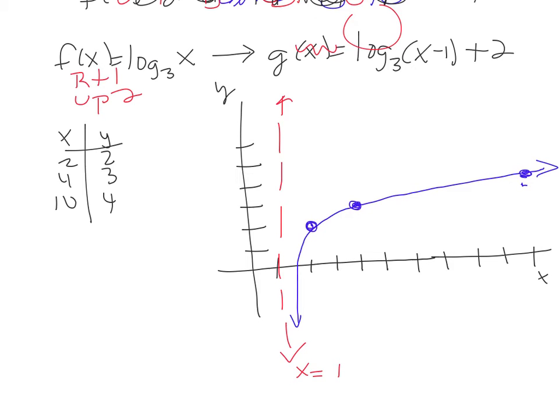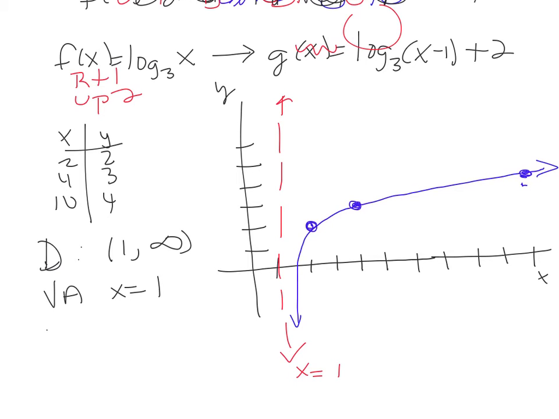X is equal to 1, but it doesn't touch it. Okay, so there was a couple things that we needed to find. The domain: it doesn't go past 1, so my domain is from 1 to infinity. My vertical asymptote, we already said, is x is equal to 1.